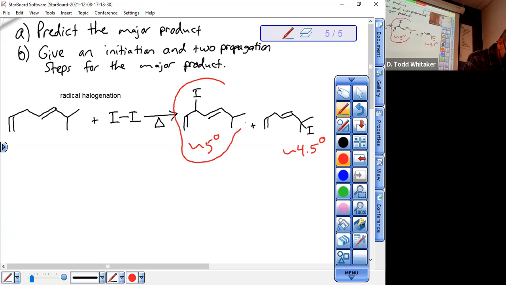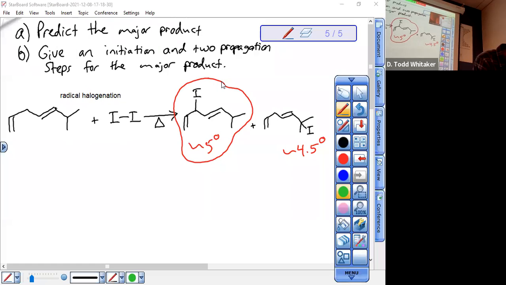I'm liking this product. And don't stress out, people. If you pick the wrong product and gave me a perfect mechanism, you're going to lose 1 point. Not the end of the world. Okay. And we're supposed to do an initiation and 2 propagation steps.